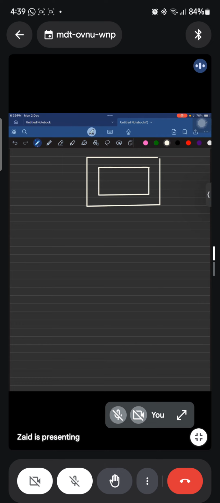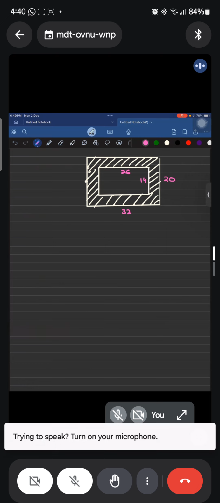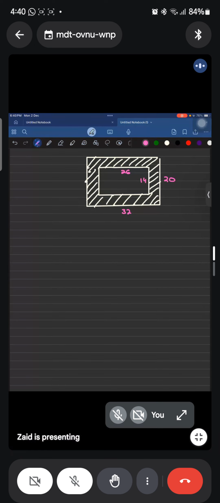This is basically a rectangular picture frame, like this. So you have got something outside and something inside. The inner dimensions have been given as 26 and 14. That's for the inner rectangle, the unshaded one. For the outer rectangle, it's 32 and 20. So the outer rectangle is 32 by 20 and the inner rectangle is 26 by 14.